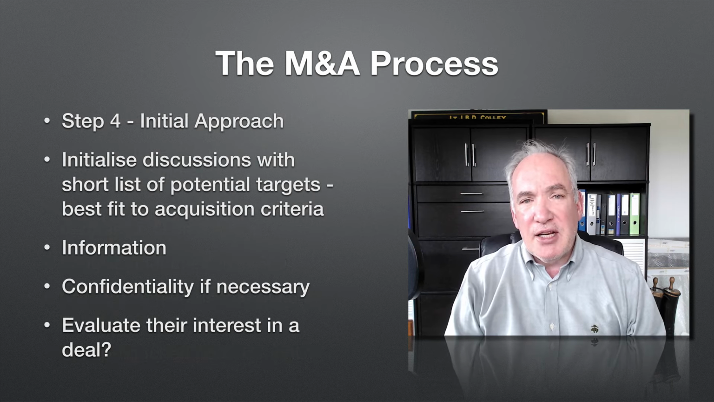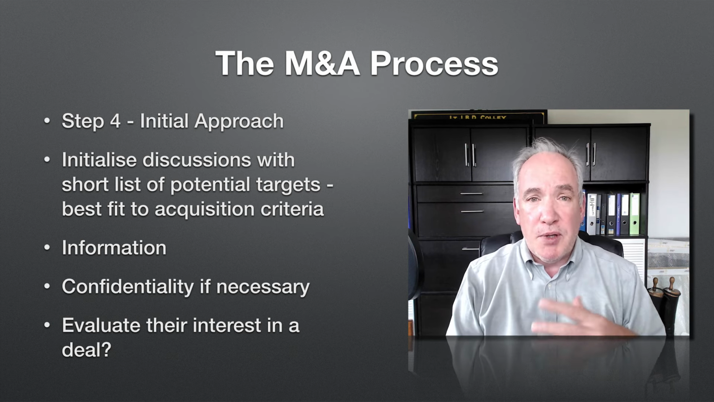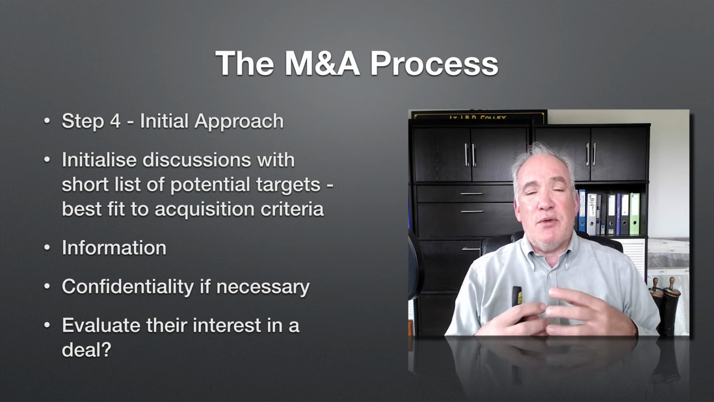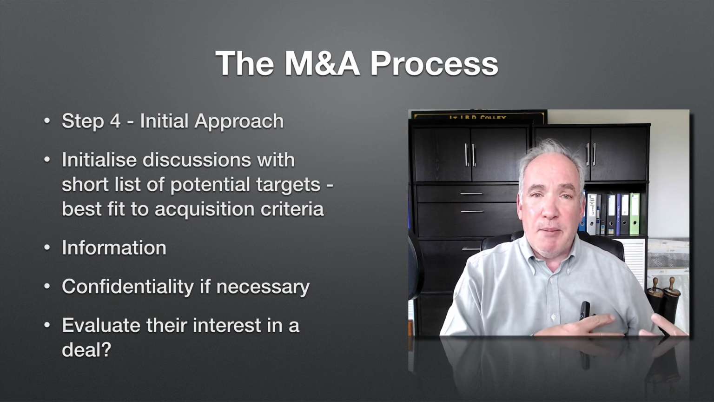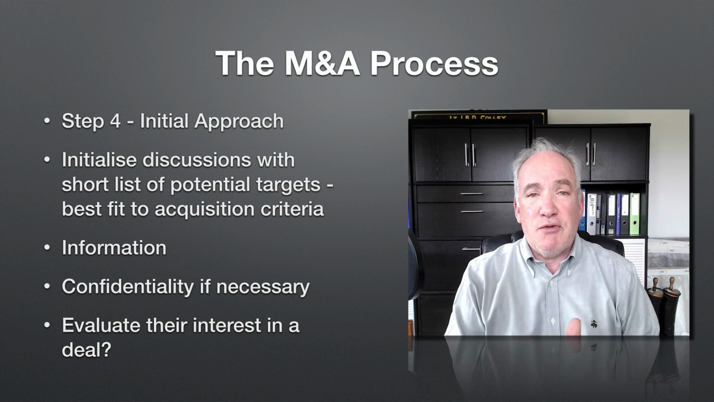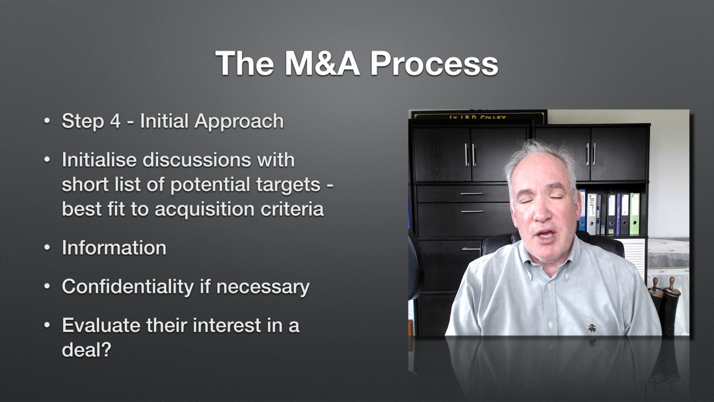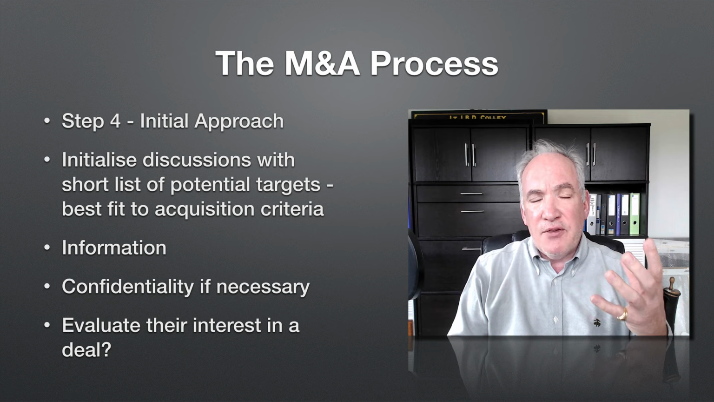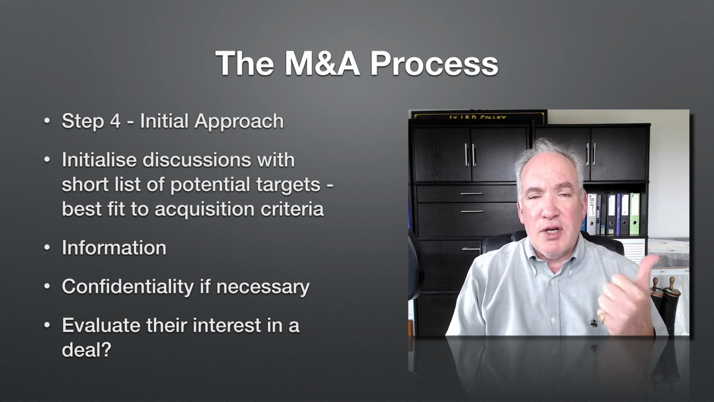Step 4 is the initial approach. So you've got your short list of businesses and you go and talk to them. You initiate conversations. Now you can either do that as an advisor on a no names basis, keeping your client in the background, or if you're handling the matter directly, then obviously you go and start having a conversation with the owners of those businesses, trying to identify if the businesses really are the sort of businesses that you want to acquire. And obviously you're looking for information.